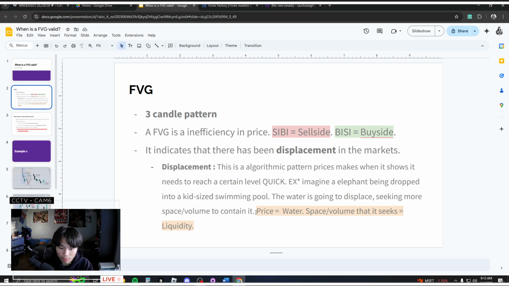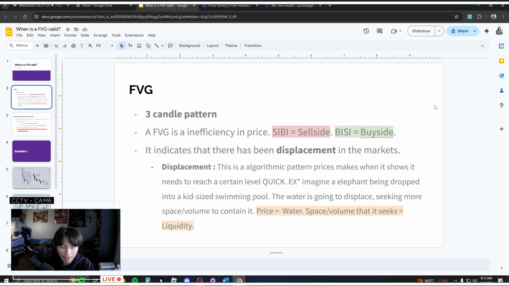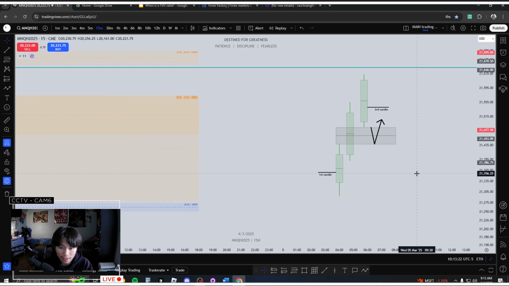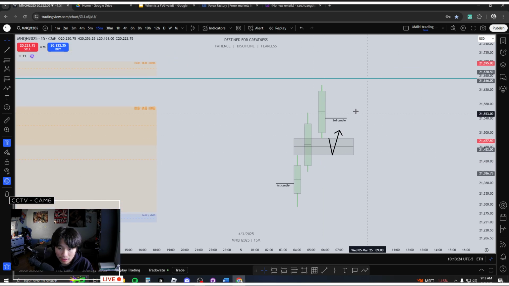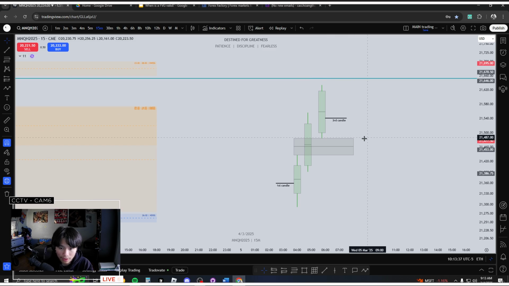Understand now, the water in this scenario is prices. Prices is seeking something, and what is it seeking? It's seeking liquidity. And that's essentially what a fair value gap indicates. It indicates that there's strength in the markets, and we are trying to reach towards something in the markets. So that's kind of the story and my understanding of a fair value gap.